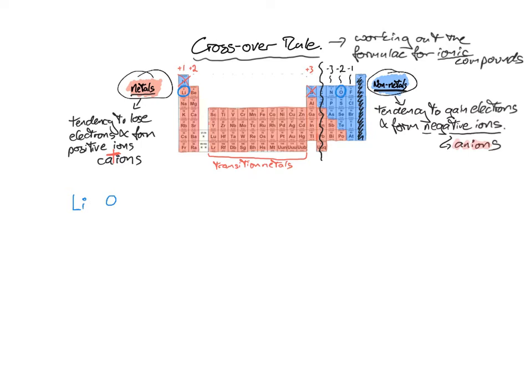Now we're going to write in the charges. What's the charge on the lithium ion? Well, the lithium ion is going to be +1 because lithium is in group 1. It says +1 at the top. Okay. Why is that?